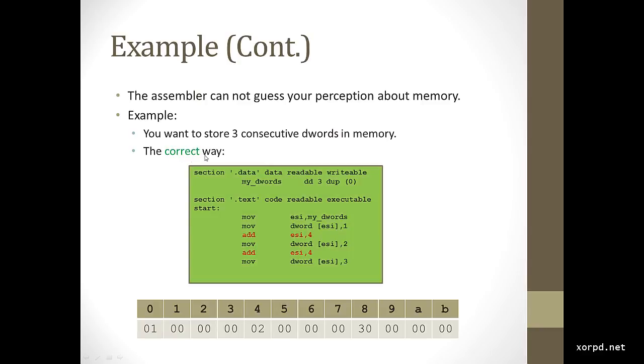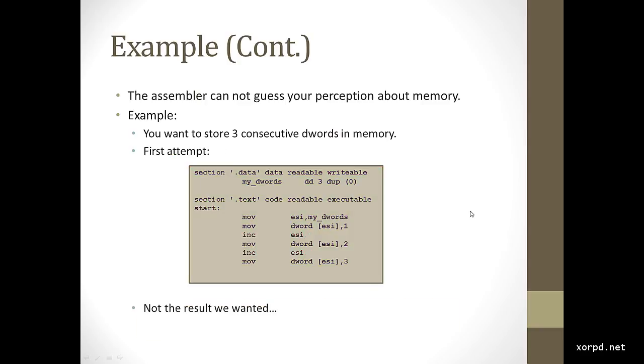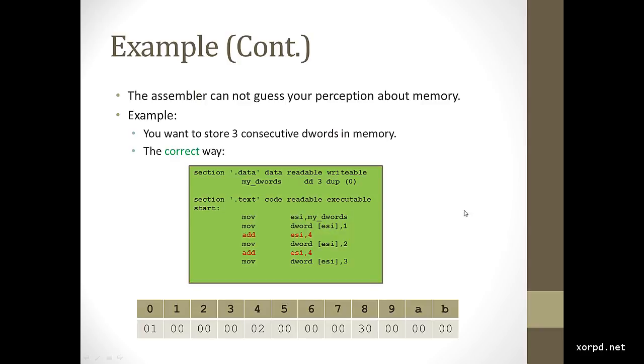This is the correct way to do it. Instead of increasing by 1, like this, we are going to add 4 to ESI. And this time, the first dword is going to be stored here. The next one is going to be stored here from offsets 4 to offset 7. And the third dword is going to be stored from offset 8 to offset B.